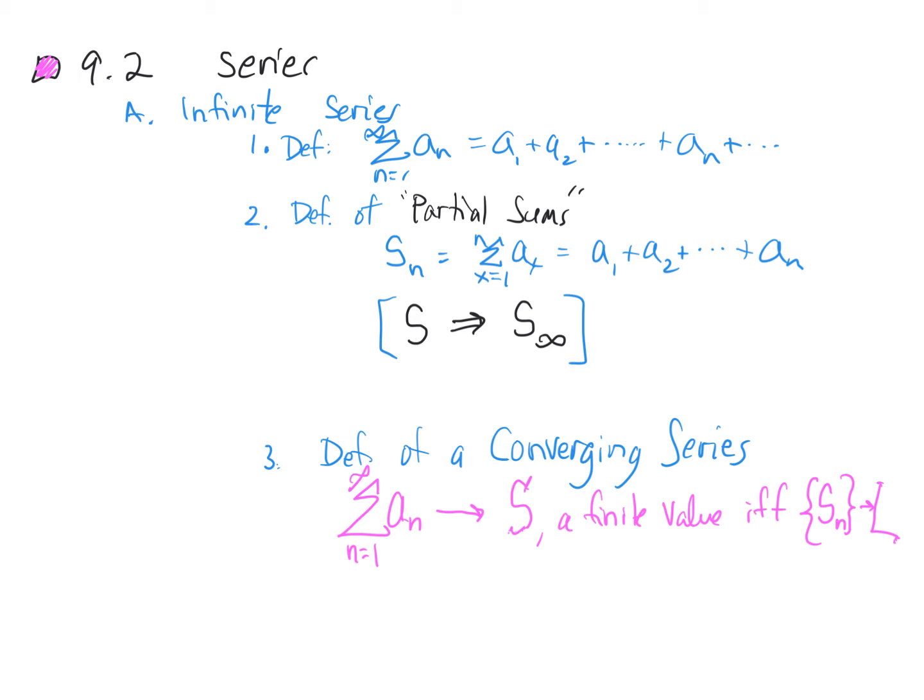And then we began taking notes on section 9.2. First, we defined an infinite series. We defined partial series. We talked about the notation. If you see a capital S, that means the sum of the infinite number of terms. We talked about the definition of a converging series.